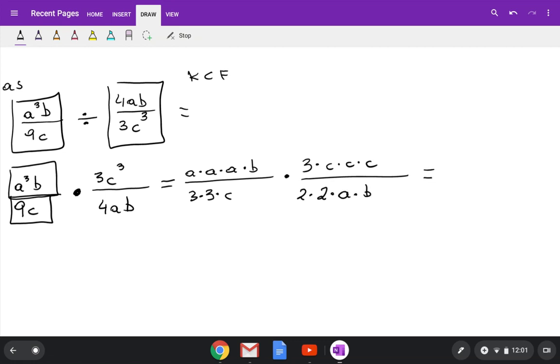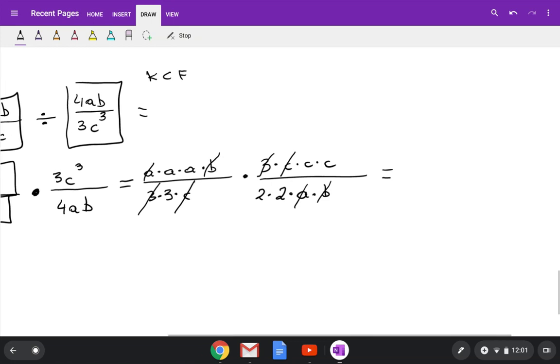And now we're going to cancel the factors which repeat on the top and on the bottom. I have a on the top, a on the bottom. And technically that's it if we're talking about a. Then I have b on the top, b on the bottom. Now I'm moving to the next fraction. You have 3 on the top, 3 on the bottom. Cross them out. We have c on the top, c on the bottom. That's it if we're talking about repeating factors.